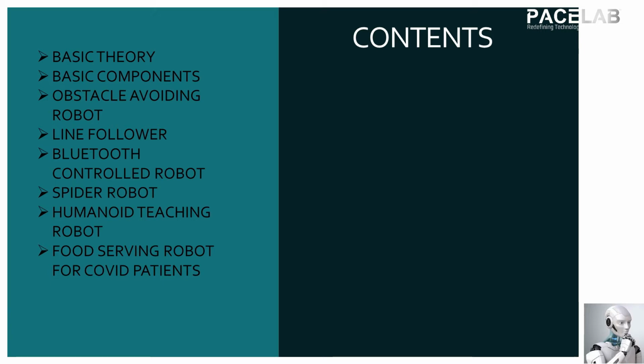Firstly, we will make an obstacle avoiding robot, and then we can make a line follower robot. I will give you all the codes and hardware parts at the time of every section. And then we will discuss a Bluetooth controlled robot, and then a variety spider robot, and another robot developed by me called humanoid teaching robot. And at last, we can discuss a food serving robot for COVID patients. It will be suitable for this situation, is it?